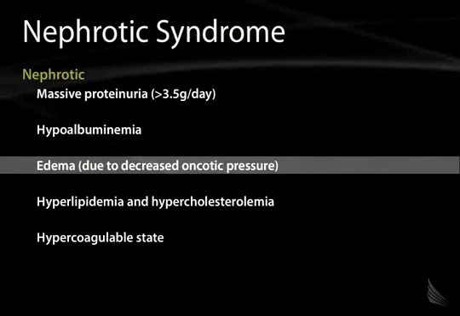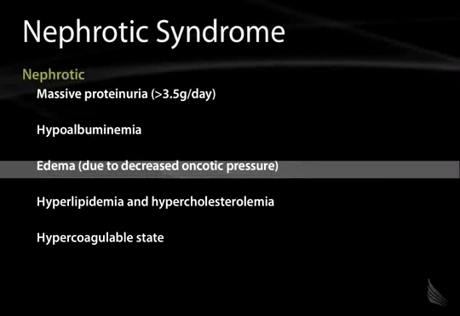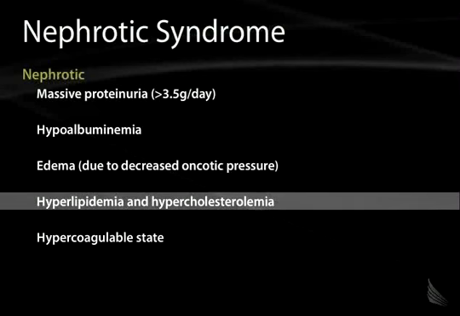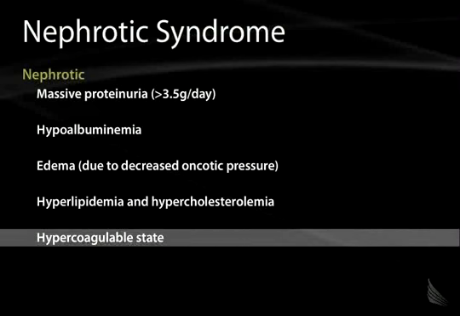This leads to decreased oncotic pressure and often massive edema. Patients with nephrotic syndrome also develop hyperlipidemia and hypercholesterolemia and often find themselves in a hypercoagulable state with a tendency to form clots, thrombosis in the vascular system.